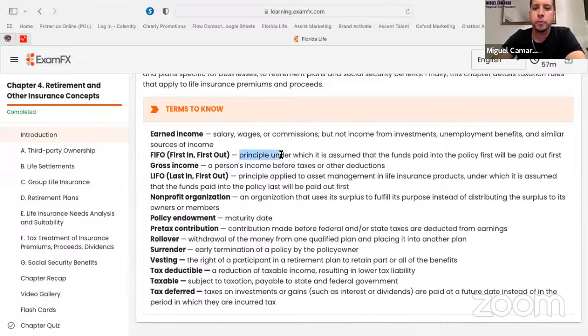First in, first out. That is when, if you pull money out of an investment account, it's going to be based off the first money put in. It's the first dollar pulled out.